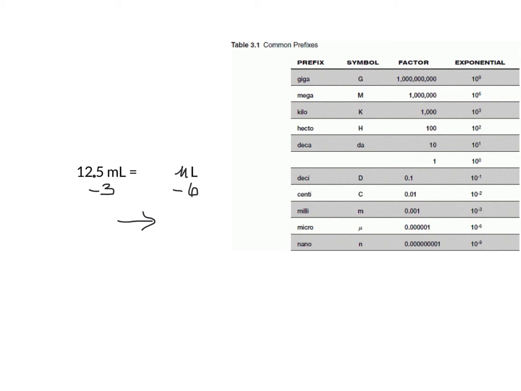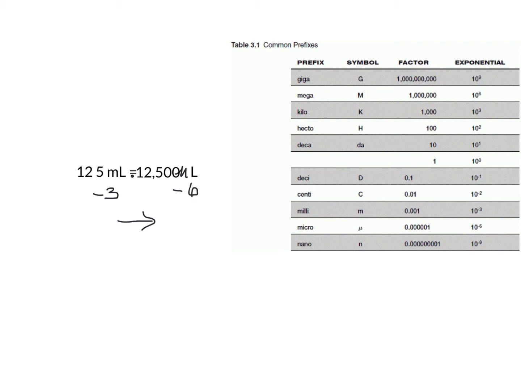The distance between 3 and 6 is 3. 6 minus 3 is 3. So I need to move my decimal 3 spaces over: 1, 2, and 3. When I move it over past the end, I need to add some zeros. So the answer for this one would be 12,500 microliters.